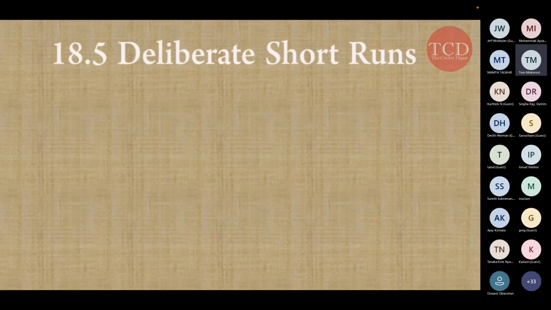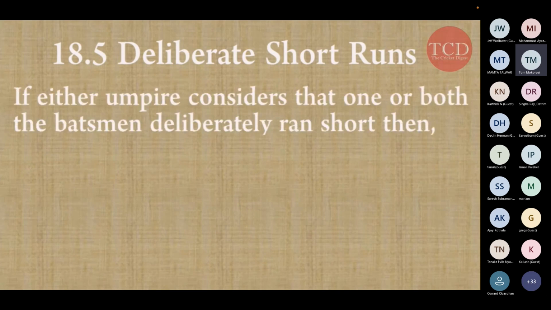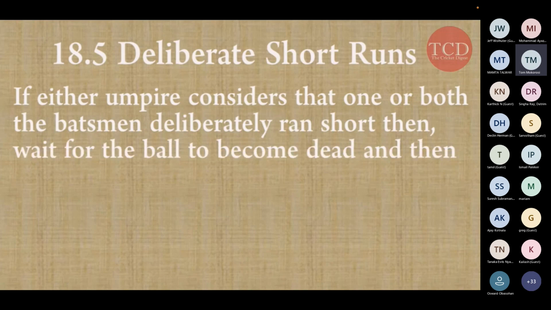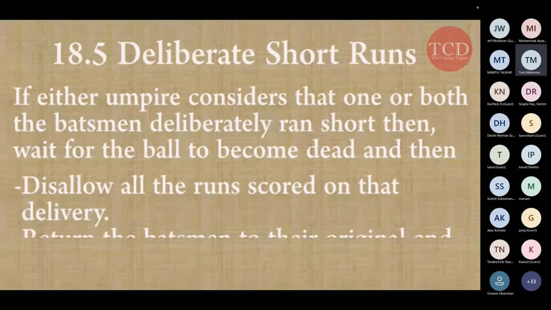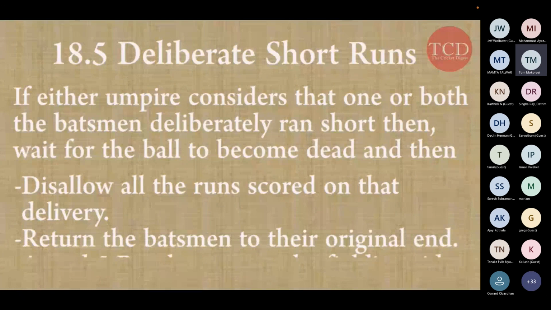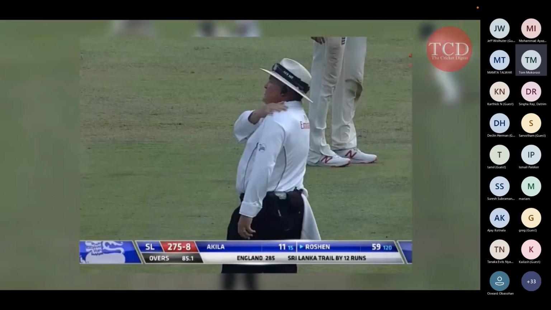Now, let's take a look at deliberate short run. Cricket law states that if either umpire considers that one or both the batsmen deliberately ran short, then wait for the ball to become dead and further disallow all the runs scored on that delivery, return the batsmen to their original end, and award 5 penalty runs to the fielding side. Now, let's see why the umpire considered this incident as deliberate short running.